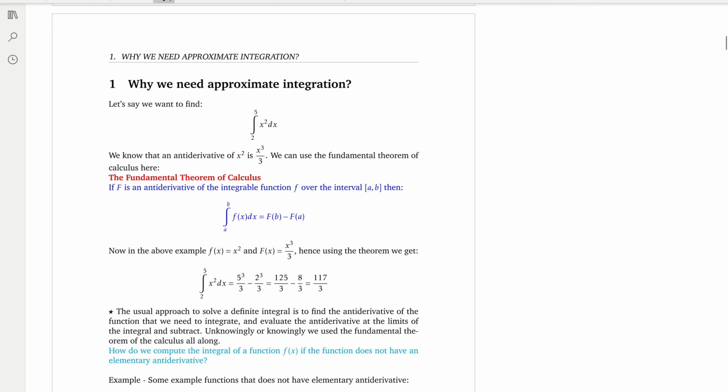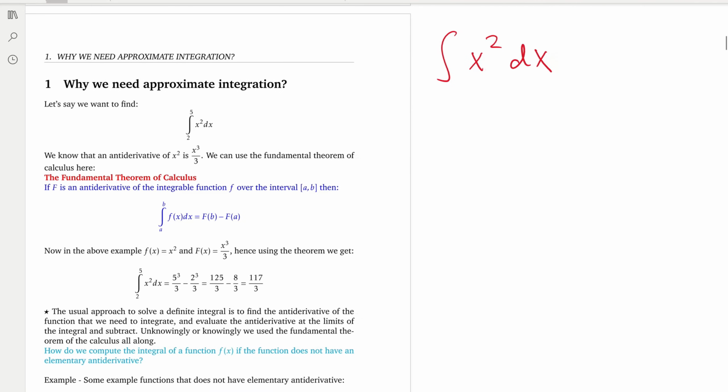Let's try to build up to that. Let me take the example where you need to integrate x squared with respect to x. This is an indefinite integral. If you integrate this, you're going to get x cubed over 3 using basic integration, plus c, the constant of integration.